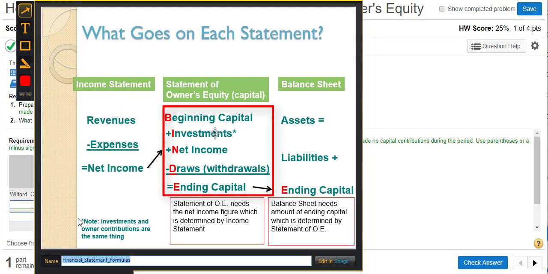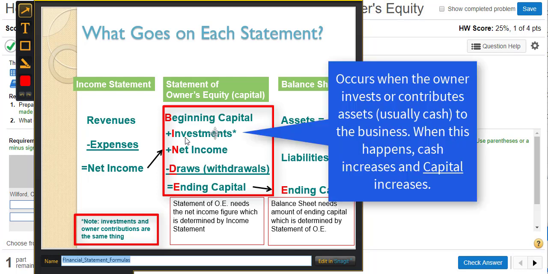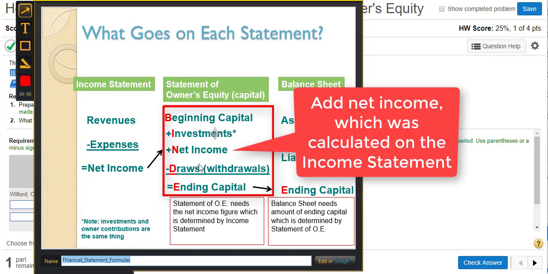And owner investments are also known as owner contributions. So an owner contribution or investment, I like to call them investments, but the book likes to call them owner contributions, are basically when the owner invests cash. It's usually cash. It could be assets like a lawnmower for a company that does landscaping. An investment is when the owner puts cash into the business to be used for the business. And then we're going to add net income, and then we're going to subtract withdrawals, also known as draws.